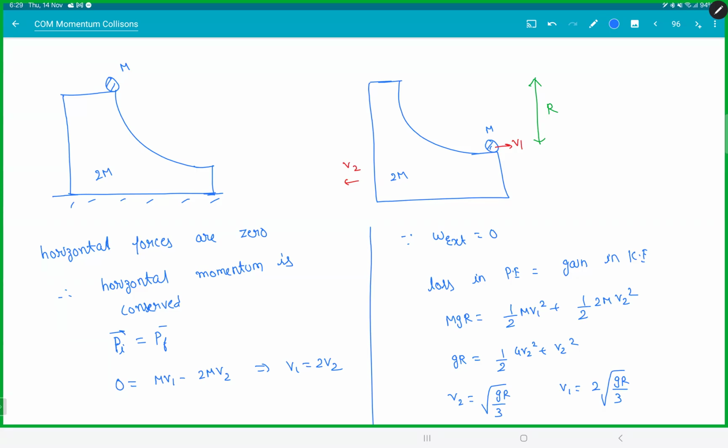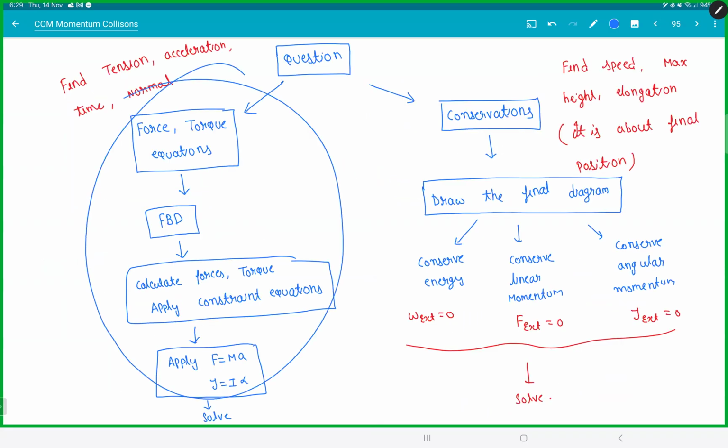Please check your steps. Now, second part of the question, what did I ask you? Find normal reaction. If you have to find normal reaction, what should I use? I should use the force part of the algo, isn't it? Means I have to draw an FBD.